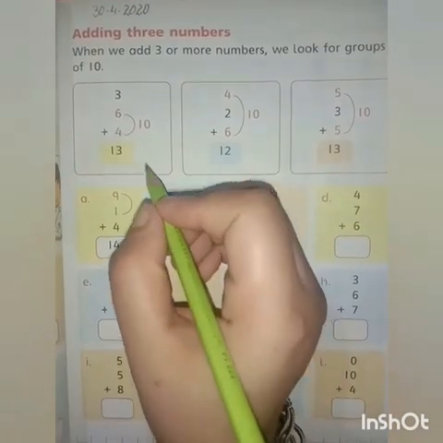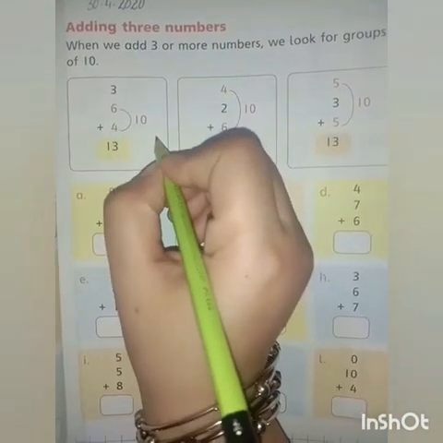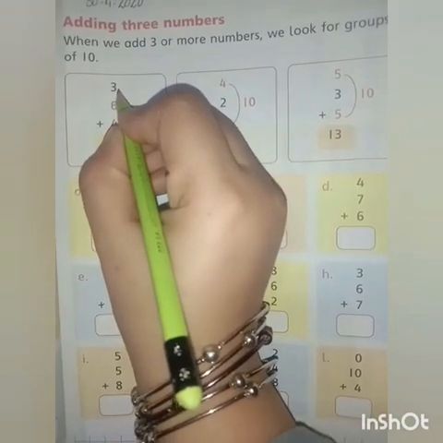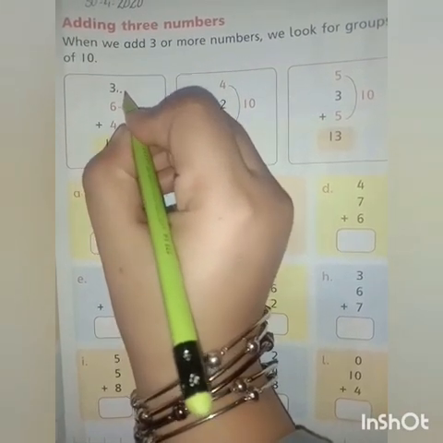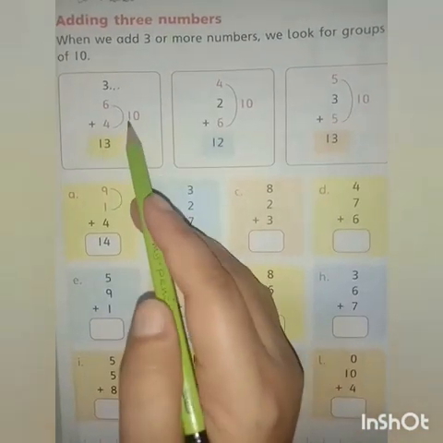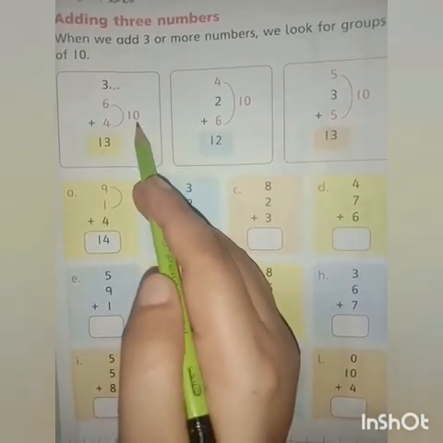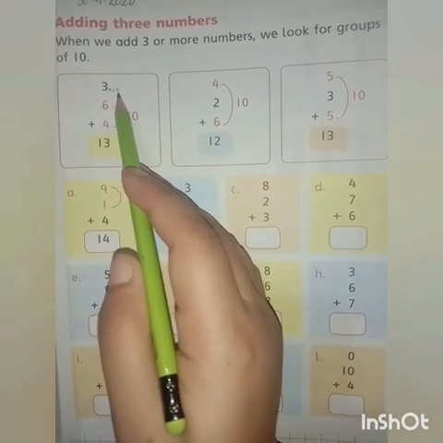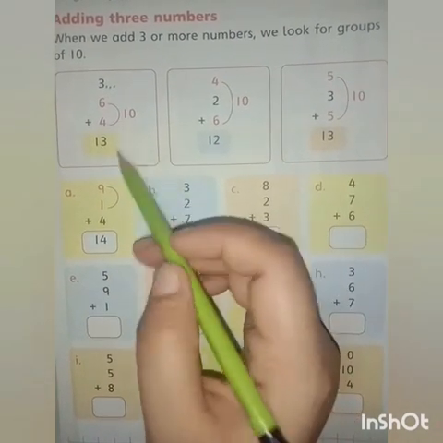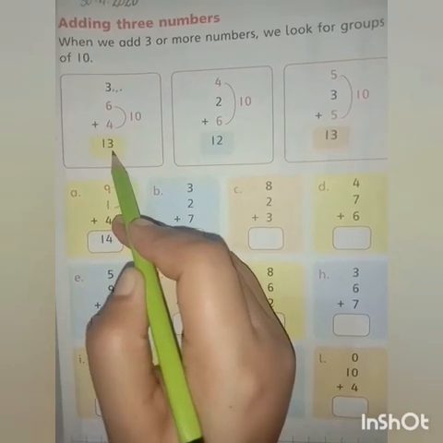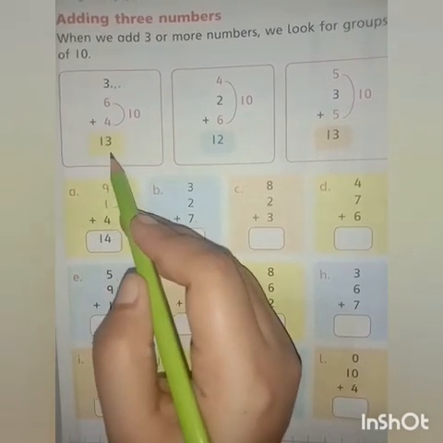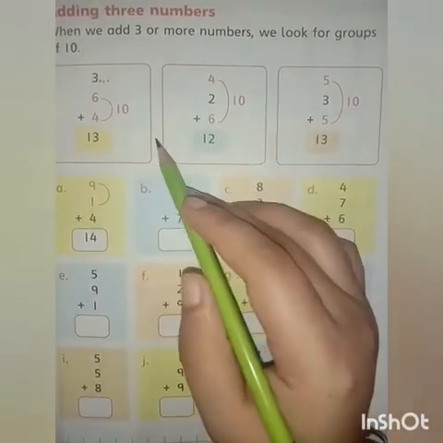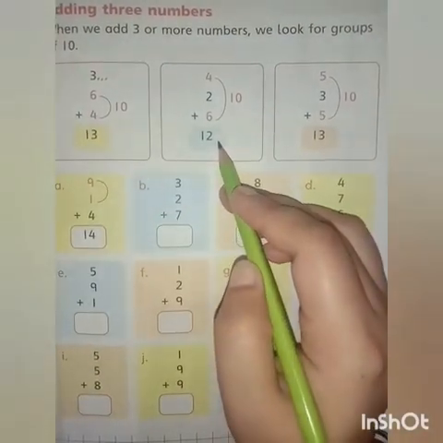Now we have to add 3 more to 10. Let's draw 3 little dots on the back of 3. 1, 2 and 3. Now students, count towards 10. 10, 11, 12, 13. The answer is 13. In 13, we have 1 ten and 3 ones. Students, here we have the next one.